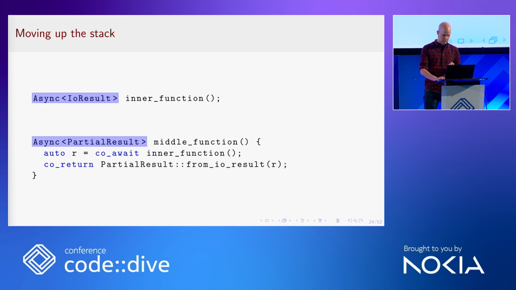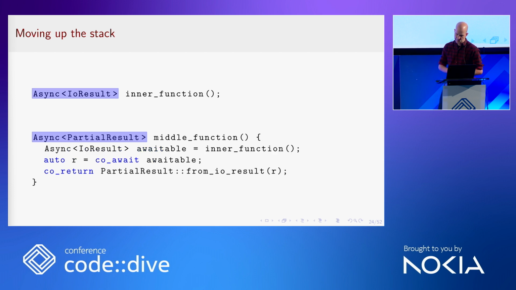But now, something interesting happens. If we look at the first line of the body of the middle function and we pull that apart, we will see what's actually happening there is we're calling the inner function. This is, like we said before, a factory function that gives us back the async IO result, and then we co-await on that.